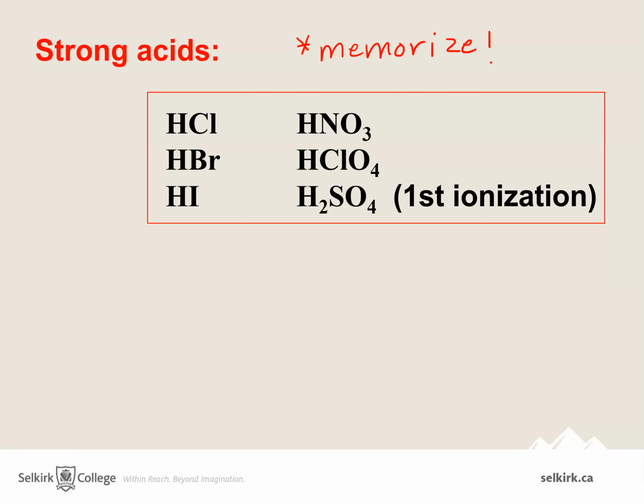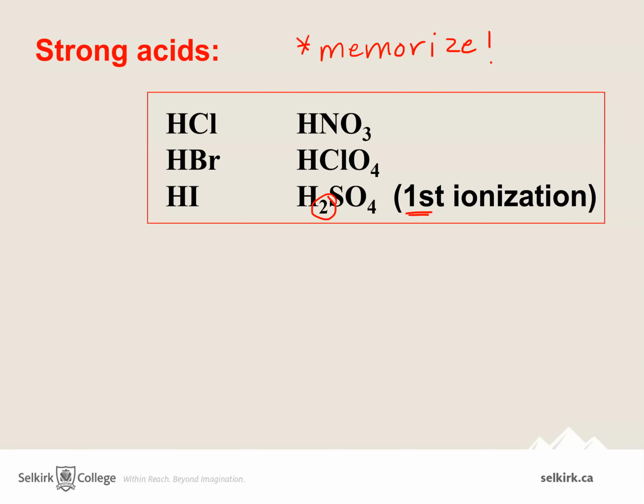Now, I hope you can say the names before I do. I'm going to name them slowly. Hydrochloric acid, hydrobromic acid, hydriodic acid, nitric acid, perchloric acid, and sulfuric acid. And sulfuric acid is a special case. Even though it has 2 protons, only one of them comes off completely. So only the first ionization is strong.